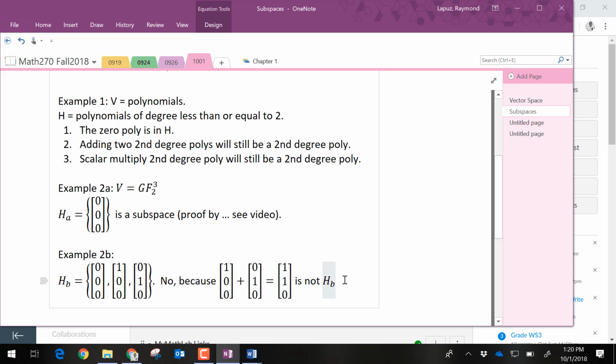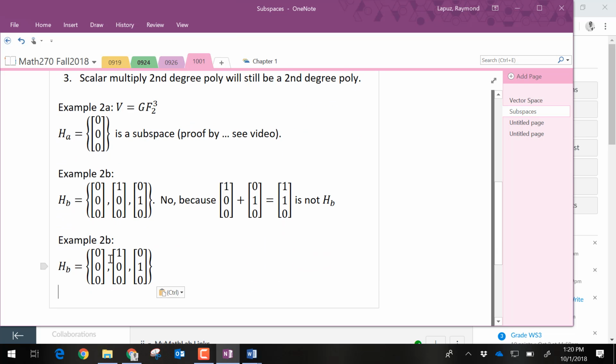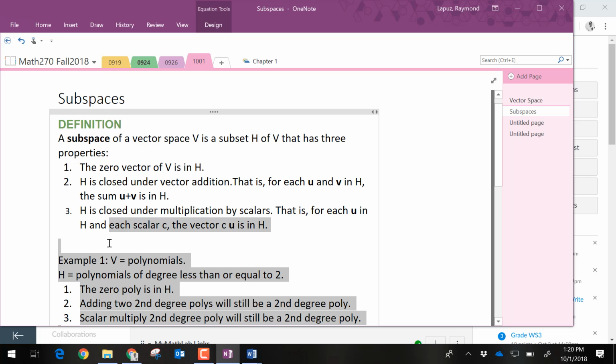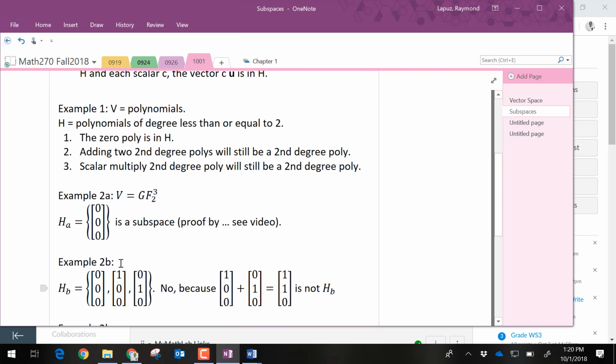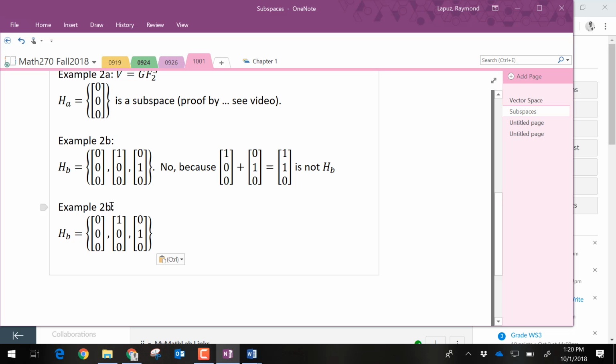All right, let's do one more. Let's call this 2C, I guess. And let me take out this last vector. What if I only had 2 vectors? Is this a subspace? Now, 0 is in there, so the first one's satisfied. So if I add these 2 together, they would still be in there.